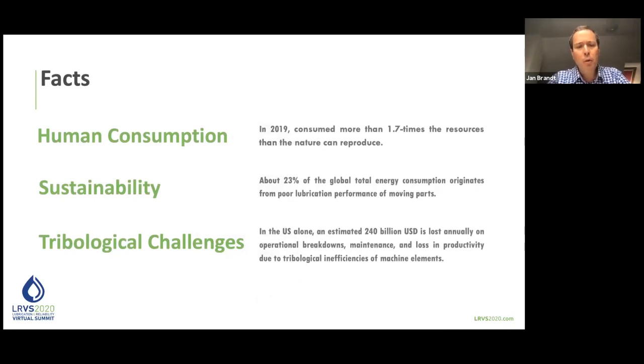Overall, human consumption in the world has gone extremely up. In 2019, the resources that have been used were extremely high, 1.7 times what nature can produce. To make this sustainable in the future, we really have to look at what we are wasting or using, and this is where tribology also plays a large role. With tribology, we can reduce a huge amount of the consumption that is currently going on, especially oil wastage, moving from calendar-based to evidence-based maintenance, and really making systems more efficient.